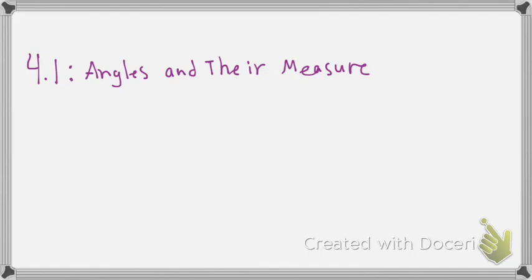So, first section for this quarter in the textbook is 4.1, talking about what angles are and how to measure angles, either in radians or degrees. So first, let's take a look at what angles are, how to form them, and some terminology that involves angles.